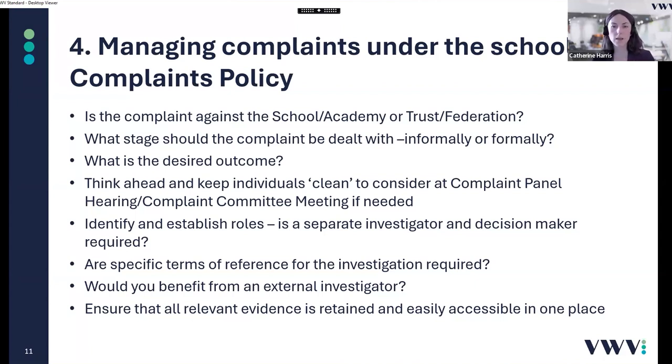You need to think ahead and keep individuals clean for a complaint panel hearing or a complaint committee meeting if needed. So, for example, if the chair of governors has investigated the complaint at the formal stage, then obviously they shouldn't then be involved in investigating the complaint further and being involved in the complaint panel hearing and the appeal committee stage. And that's to ensure that those considering the complaint at the different stages are impartial. And if there's any doubt as to a person's ability to act impartially, then they should withdraw themselves from considering the complaint.